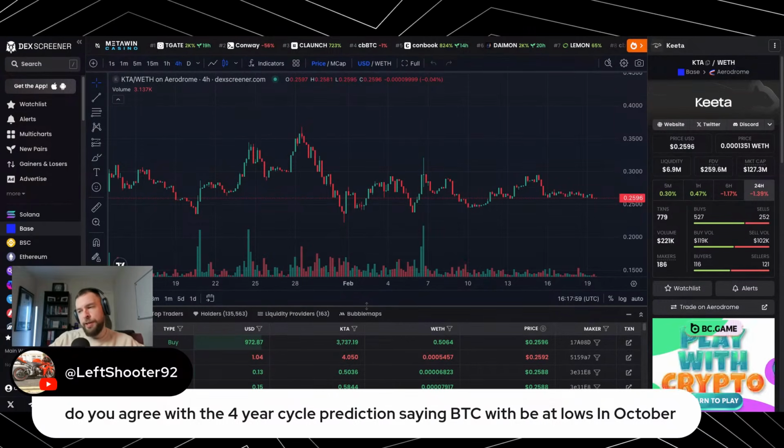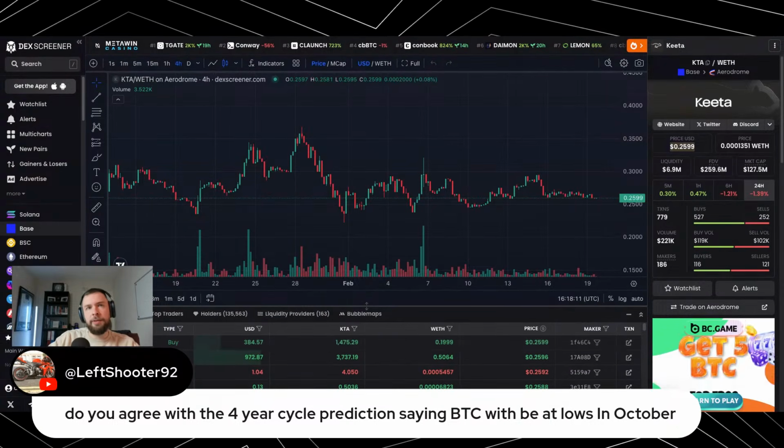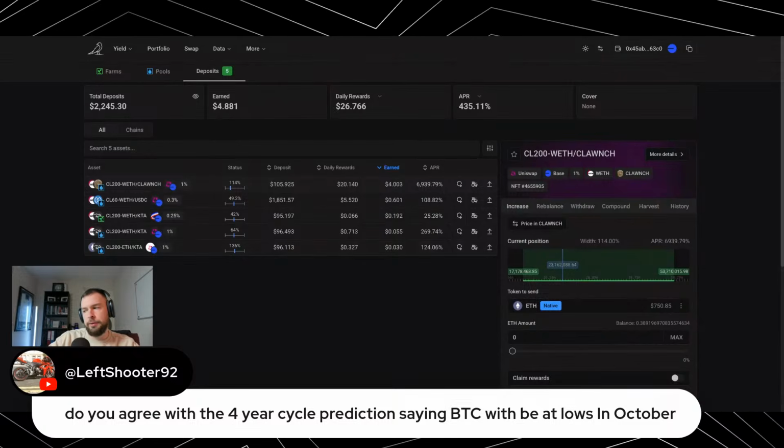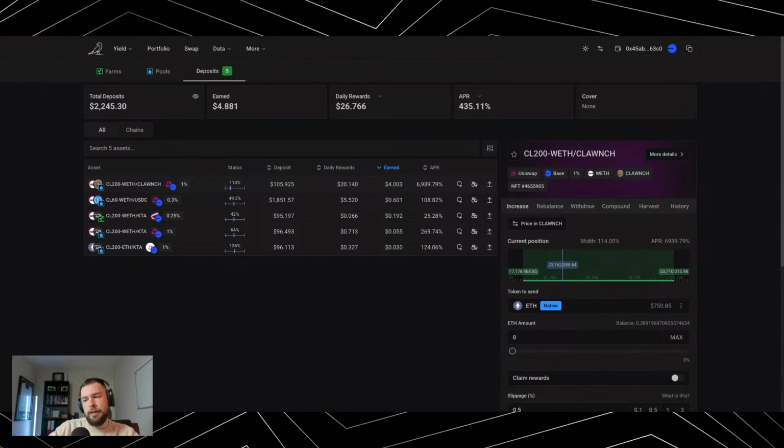Do you agree with the 4-year cycle production with BTC lows in October? Maybe yes, maybe no. But my concentration is gaining yield from the pools this year and actively making sure that these are gaining value, because spending all of 2025 waiting for price action, if I accept that it may not come this year and I can attain more stable coins and native coins that I want, then that is good for me.